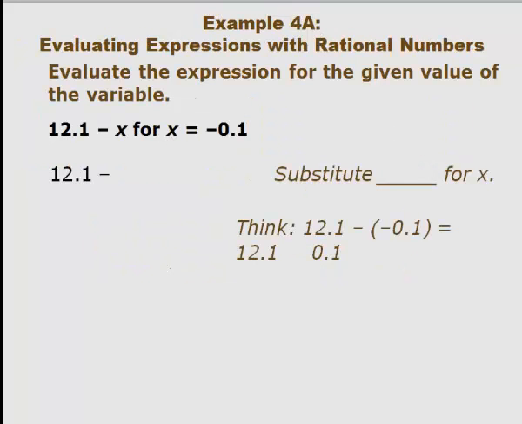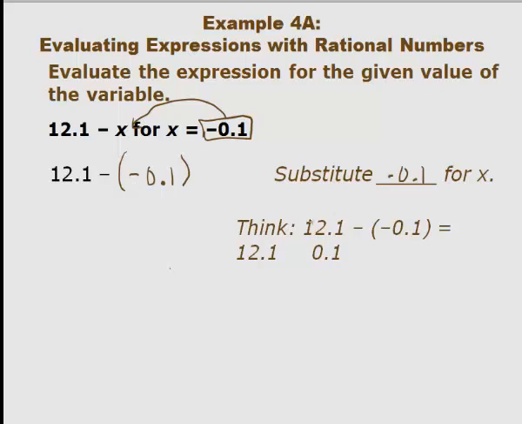This is example 4. Now, when we evaluate an expression for a given value, we do it just like we did in Chapter 1, Section 1. You're going to take the negative 1/10 and you're going to put it in for the x. And when you put it in, you're still going to put the parentheses around it. So we're going to substitute negative 1/10 for x. So putting a parenthesis around it, we're going to put in negative 1/10.